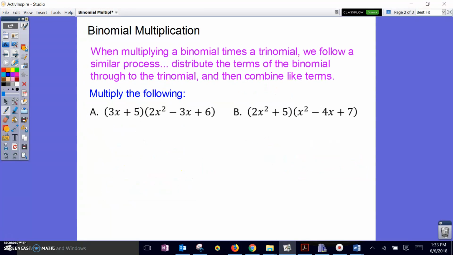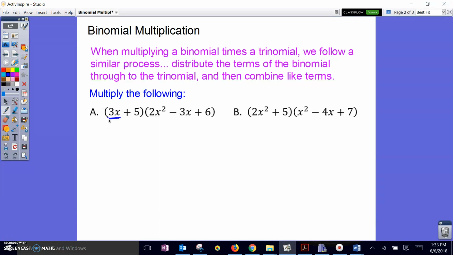On to binomial times trinomial. When we're multiplying a binomial times a trinomial, we follow a very, very similar process. We're going to take the terms of the binomial and distribute them through to the trinomial. The only difference being now that instead of multiplying it by two terms, we're going to have to multiply it by three terms. And then we're going to combine like terms.